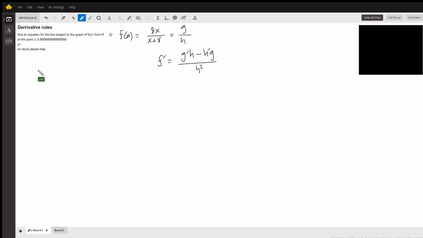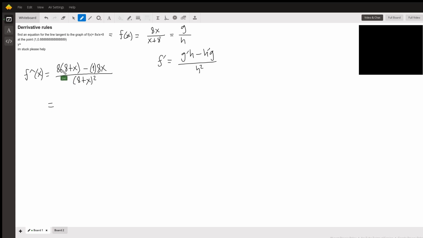So let's come over to the left here and do that for our actual function. We've got f prime equals the derivative of the numerator, so that's 8, times the denominator, so 8 plus x. Then we subtract the derivative of the denominator. The derivative of the denominator is just 1, and then times the numerator, so times 8x. And we divide all of that by 8 plus x squared.